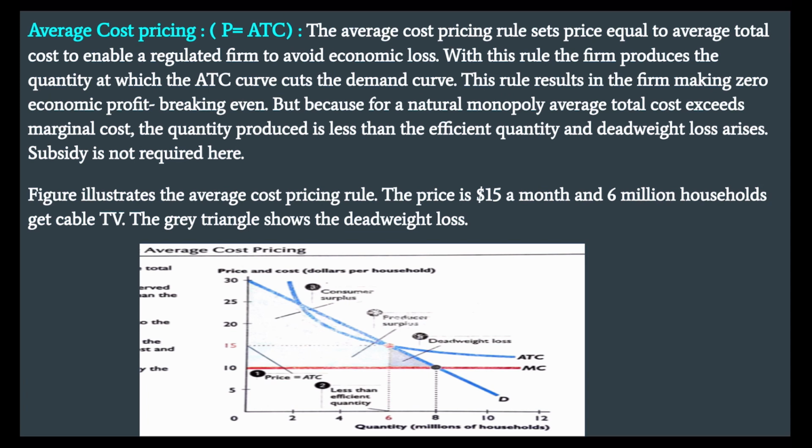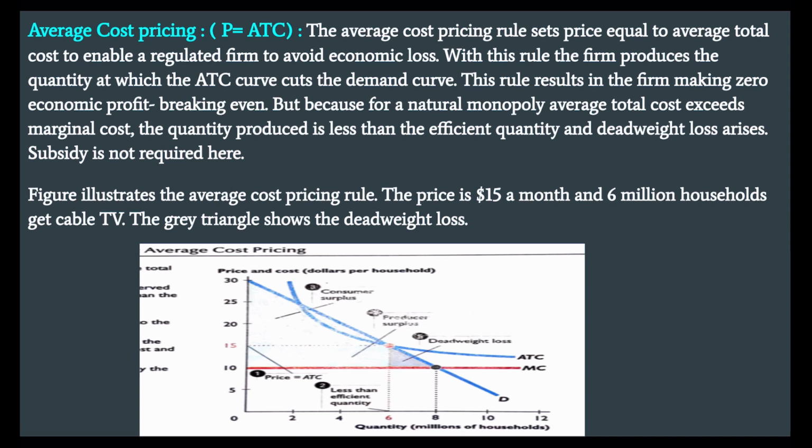But because for a natural monopoly, average total cost exceeds marginal cost, the quantity produced is less than the efficient quantity and deadweight loss arises. Subsidy is not required here. You can see the shaded area where deadweight loss occurs because the quantity produced is less than the allocatively efficient quantity of 8 million households. Therefore, a deadweight loss arises in this one.